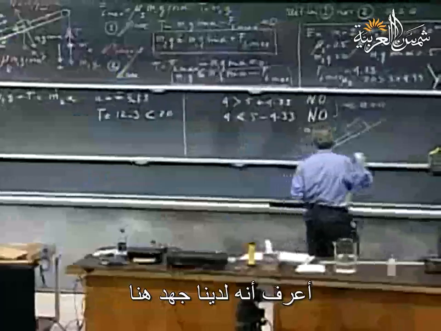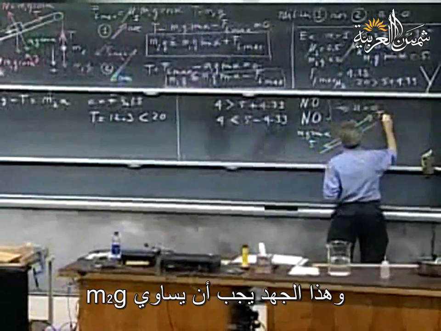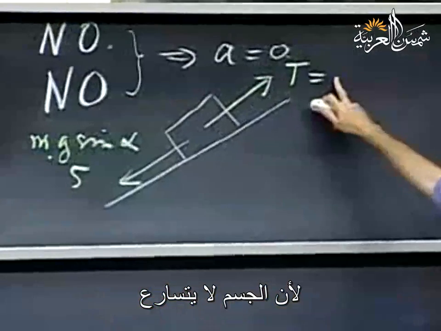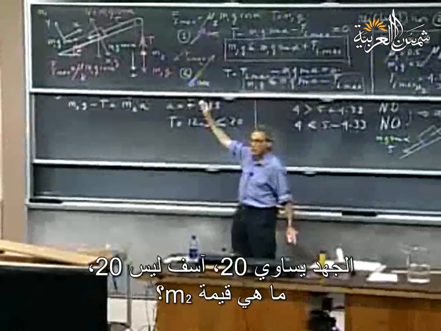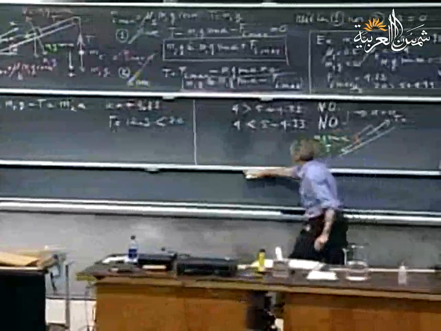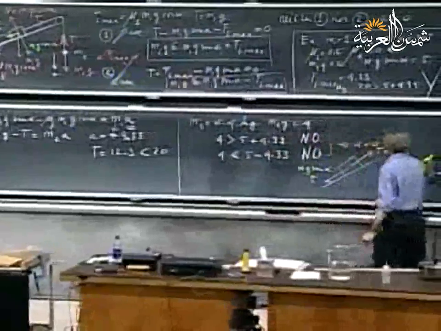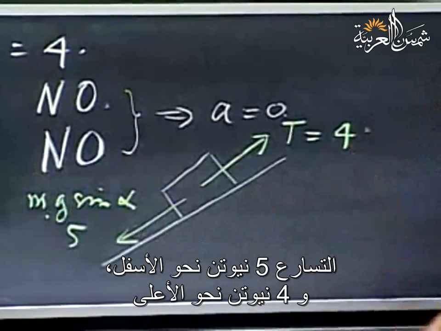I also know that we have tension here, and the tension must be m2 g because the object is not being accelerated. We're back where we were. Number 2 is not being accelerated. The tension is 20. Sorry, not 20, because what is my m2? The tension, m2 g, is 4. 5 newtons downhill, 4 newtons uphill.